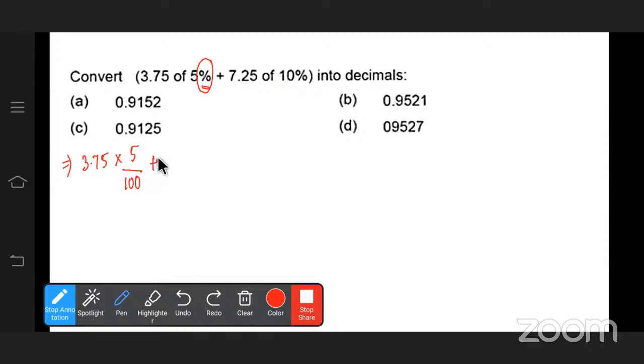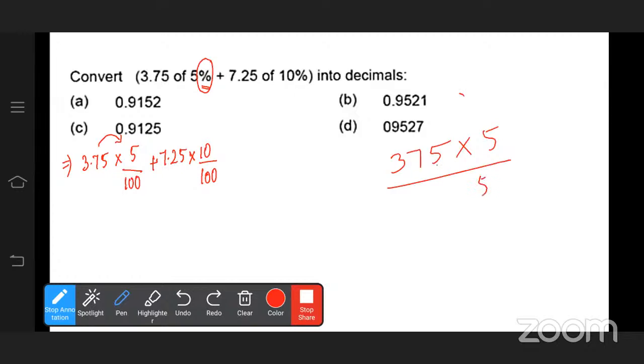Plus 7.25 into half means into 10% means 10 by 100. Okay, understand? Yes, ma'am. Okay, listen. Next one is you have to multiply these two numbers. 3.75 into 5. So listen. So you just forget the point. You just forget the points. You just take the whole number. 375 into 5. Okay, I'm going to multiply this number.